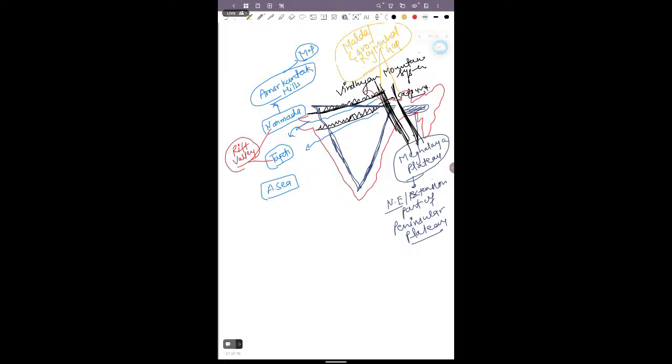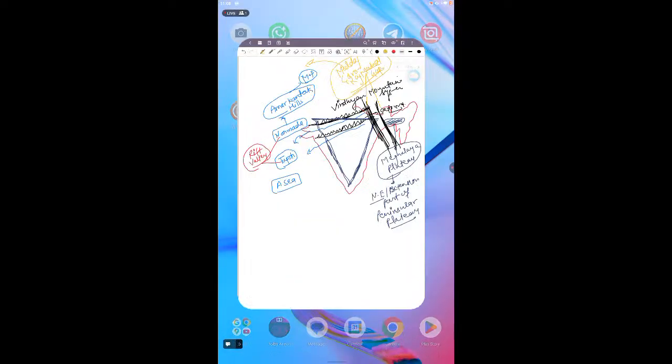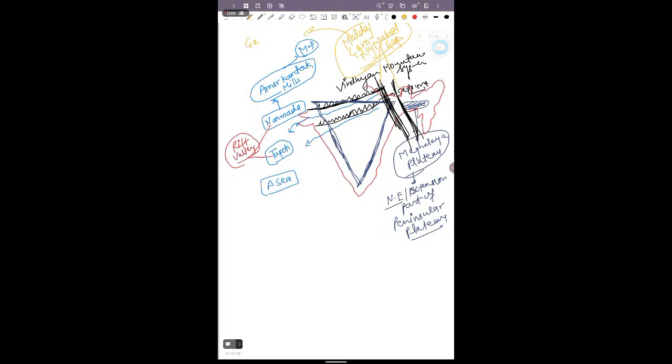And between this Rajmahal or Garo gap, the Ganga river flows. Ganga river flows through this region. So that's why the Meghalaya Plateau and the rest of the Peninsular Plateau got separated because of the presence of the Garo Rajmahal gap, through which the Ganga river flows and reaches the Bay of Bengal.